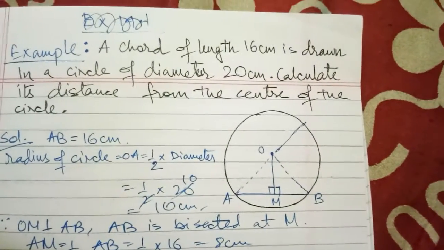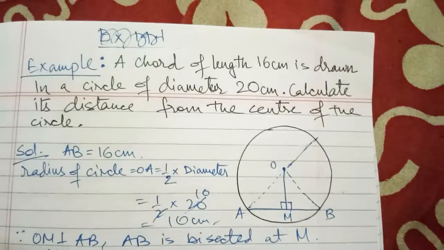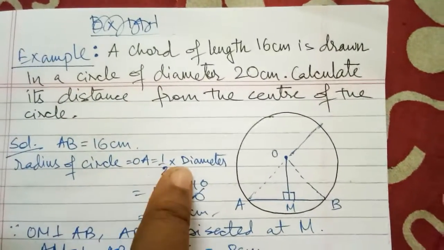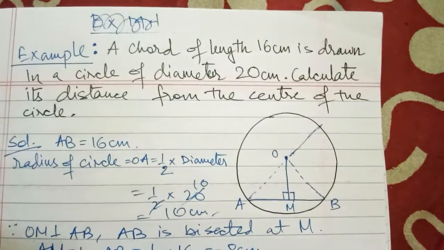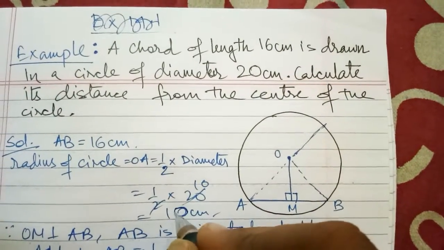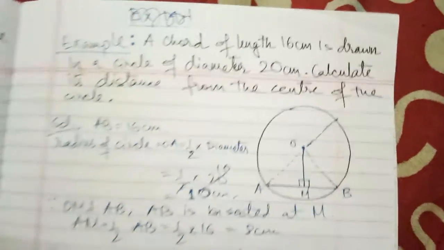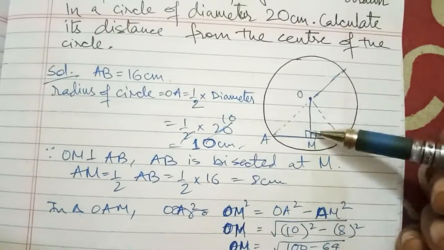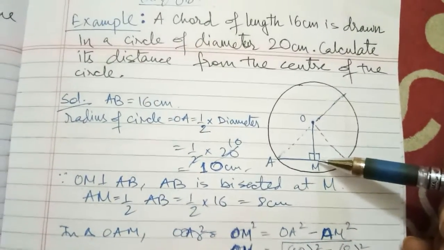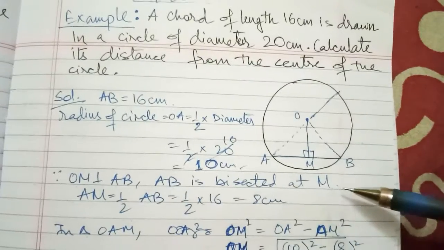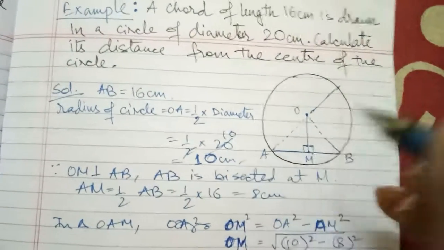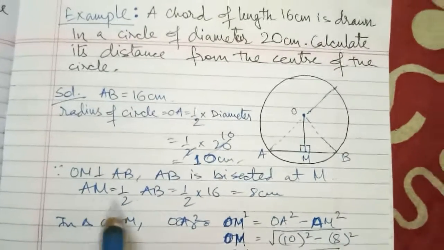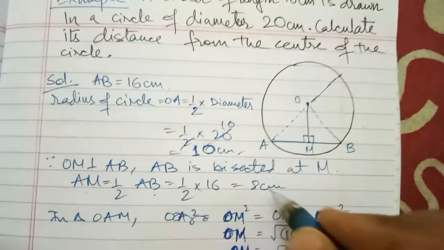Now from here they have given the chord also, how much? 16. Given 16. Now the radius of the circle, what do we know? Half of the diameter, we find 10 centimeter here. Then from here, OM is perpendicular to AB, we know that OM perpendicular to AB is given, and AB is bisected at M. If it is bisected, that means we can say AM equals MB. Then AM equals half of AB, that is half of 16 equals 8 centimeter.